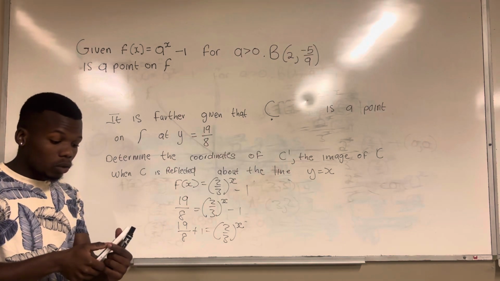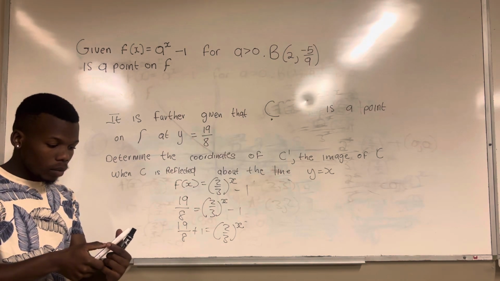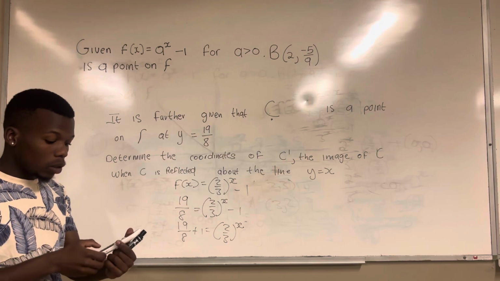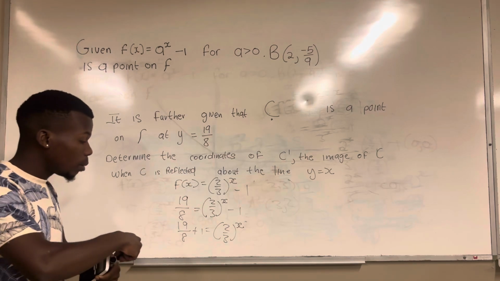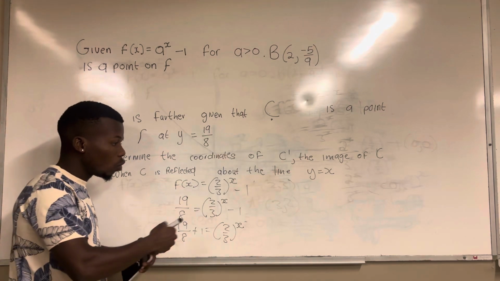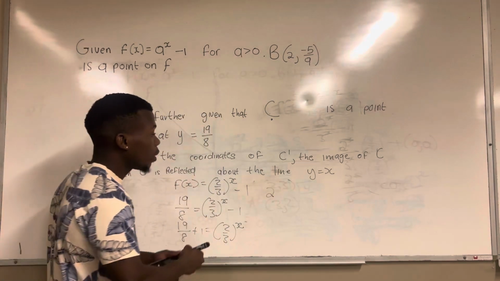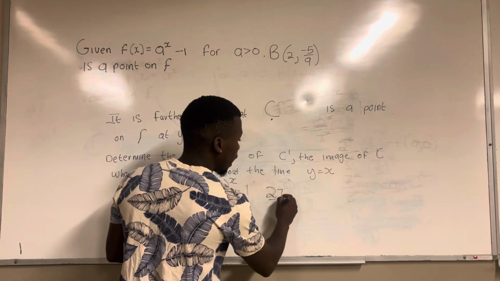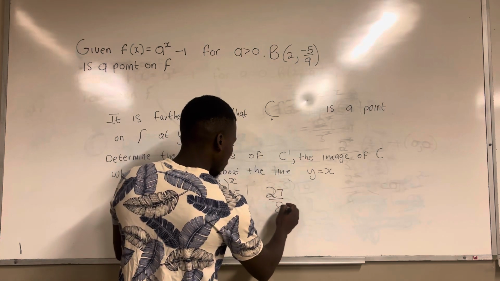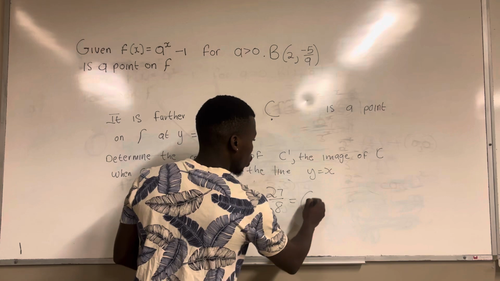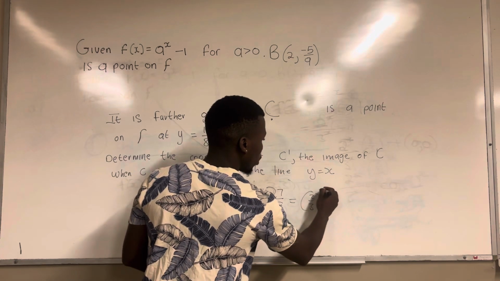Let's double check that using the calculator. 19 over 8 plus 1 is the same as 27 over 8. Sorry for that. I have 27 over 8 equals (2/3)^x.